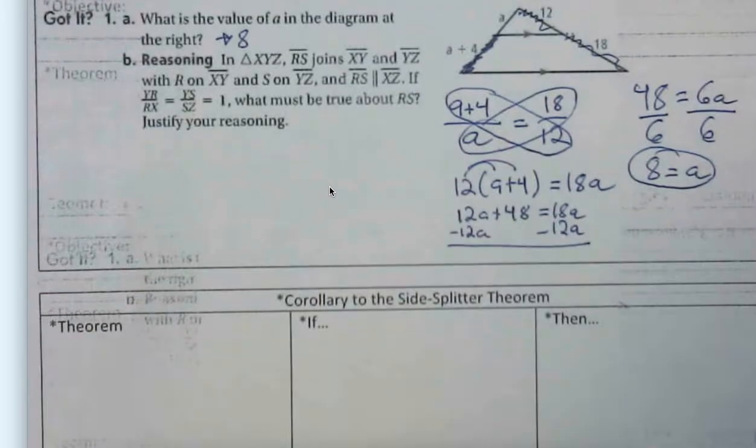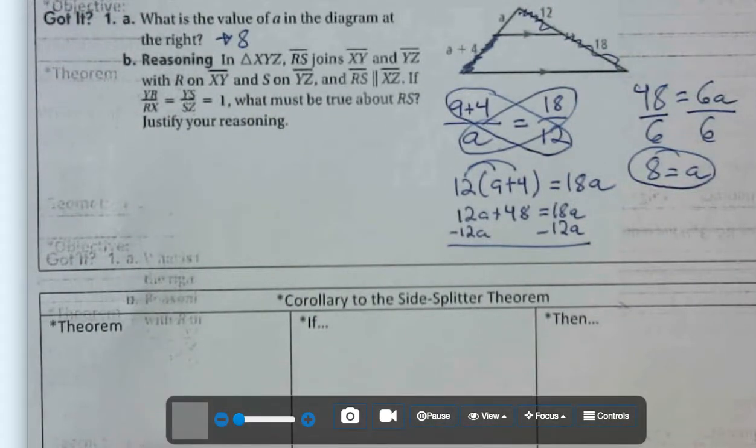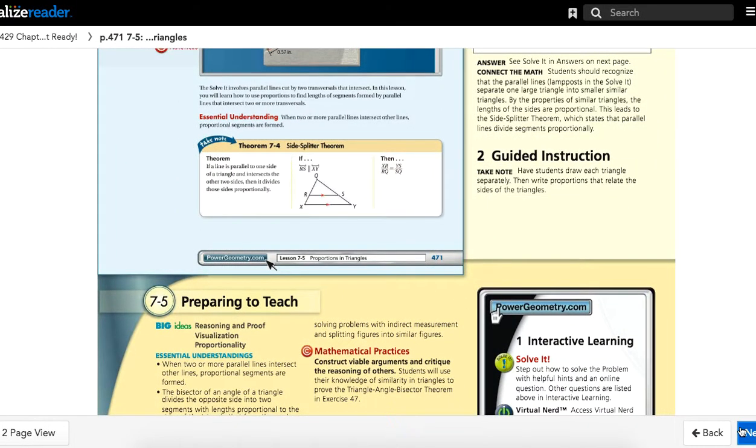We'll skip the reasoning part. Maybe we'll talk about it in class. That takes us to the corollary to the side-splitter theorem. Let's take a look at that.